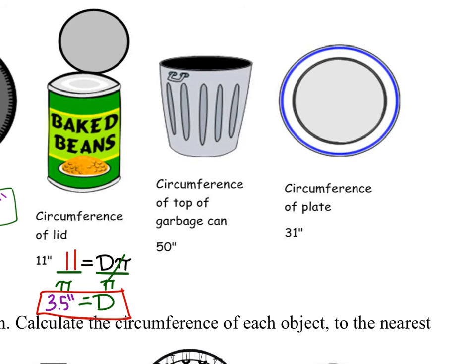There we go. All right, let's do the garbage can now. This one has a circumference of 50 inches, so I'll make that 50 inches equal to the diameter times pi, because the circumference is the diameter times pi. Using the same method, I'm going to divide both sides by pi so that the pi's cancel out. And I've got my diameter, which is 15.915, but we're just rounding to the tenth. So we'll make that 15.9 inches.